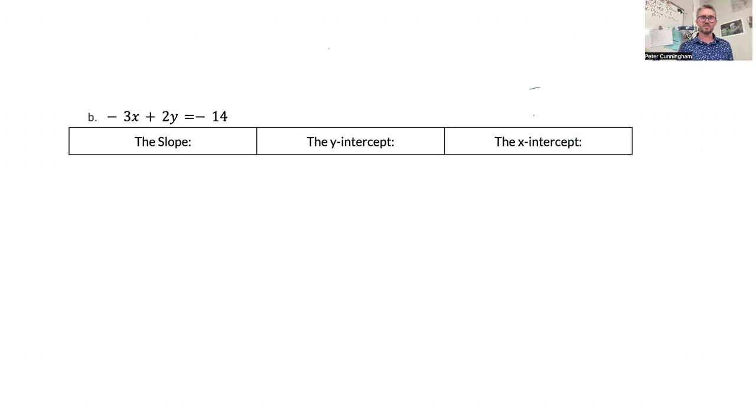Same stuff, y-intercept, x equals 0. So 2y equals -14. Yes, I'm going fast. Yes, you can pause it. Yes, you can watch it slow. Divide by 2. Y equals -7. So the point I have here is 0, -7.